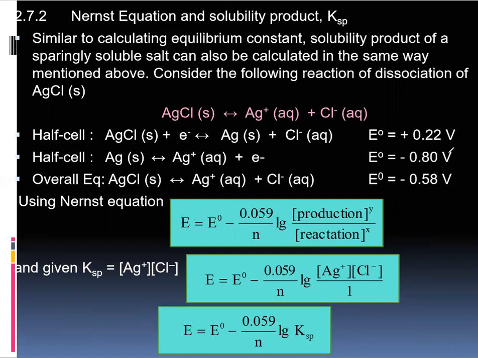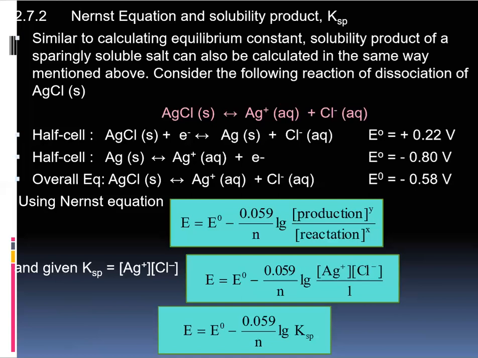Similar to calculating the equilibrium constant, the solubility product of a sparingly soluble salt can also be calculated in the same way mentioned above, the same way in which we have discussed the equilibrium constant. Now let's consider the solution of silver chloride. Silver chloride salt can dissolve to give us a silver ion, Ag+, in aqueous solution.